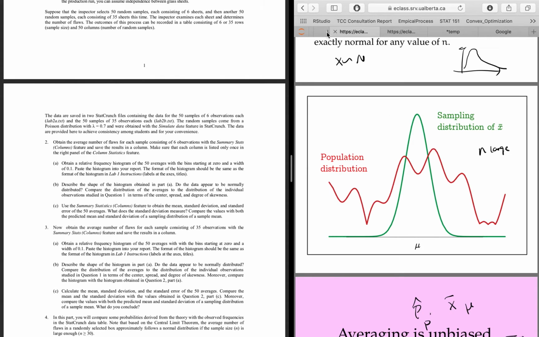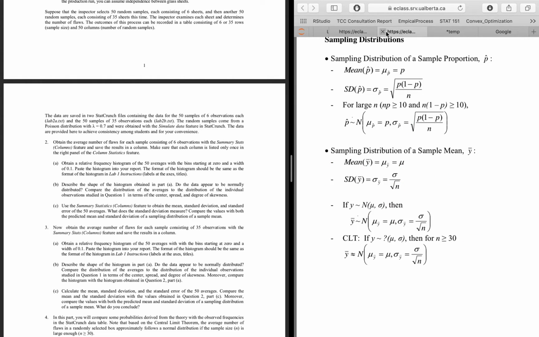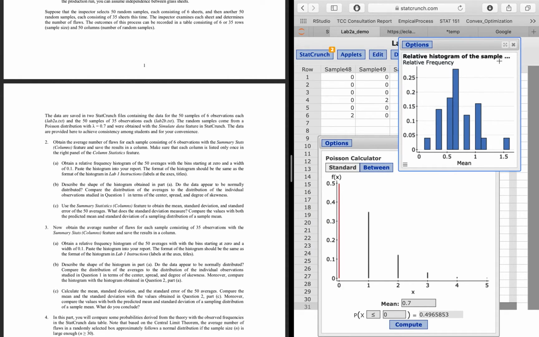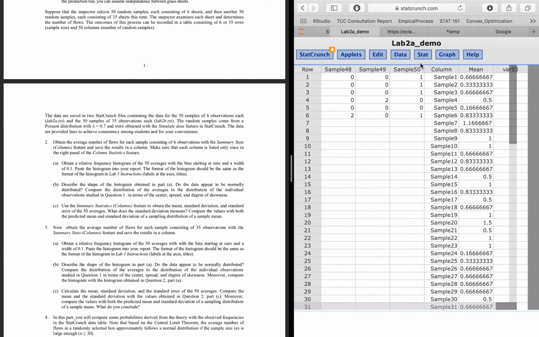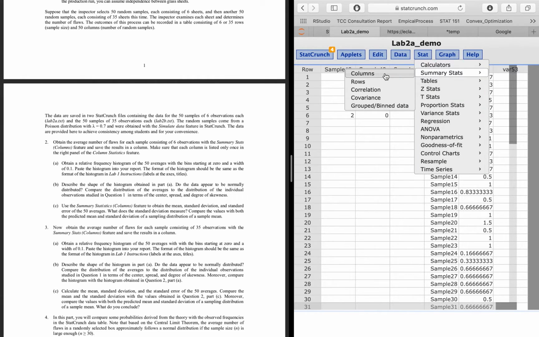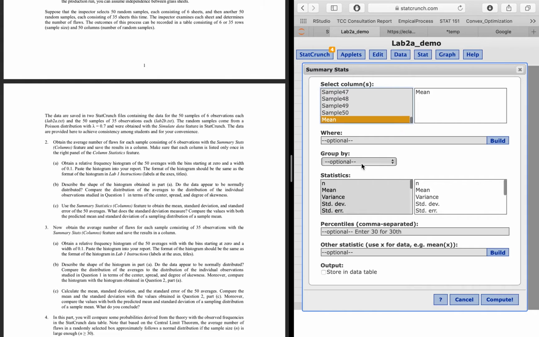Now let's compute it from the sample. We want summary statistics about the mean and standard deviation of this column. So let's do Statistics, Summary Statistics, Column. Let's do mean, variance, standard deviation, and standard error. You don't have to store them now.